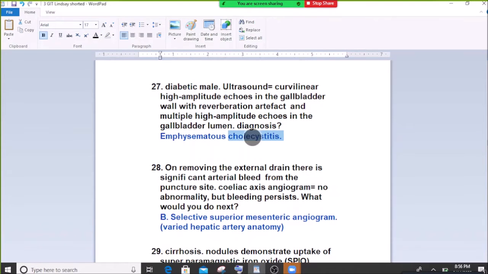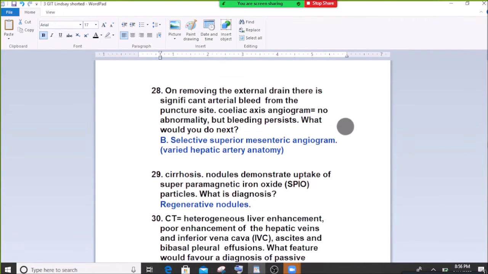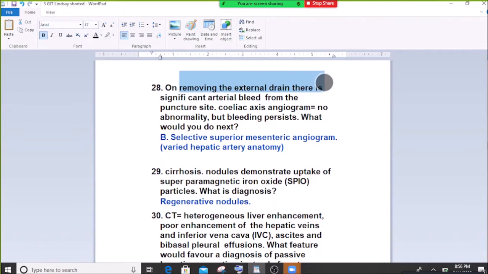So it is episymptomatic cholecystitis. Question 28. On removing the external drain, there is significant arterial bleed from the punctured site. Celiac axis angiogram shows no abnormality, but bleeding persists. What would you do next? Select superior mesenteric angiogram because of variant hepatic artery anatomy.